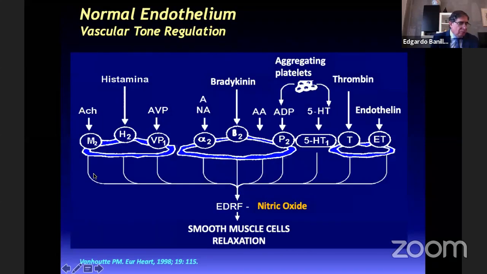Vascular tone results from the balance between the activation of vasoconstrictor and vasodilator receptors, where endothelial nitric oxide is the main element. During endothelial dysfunction, vasoconstriction or vasodilation will be exaggerated. If extreme, the result is a cold or warm shock.